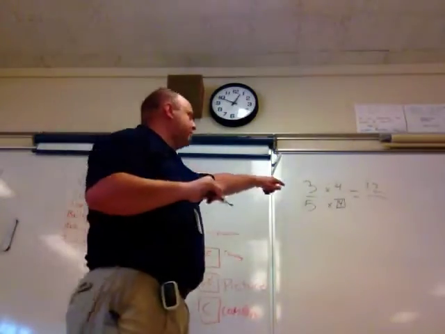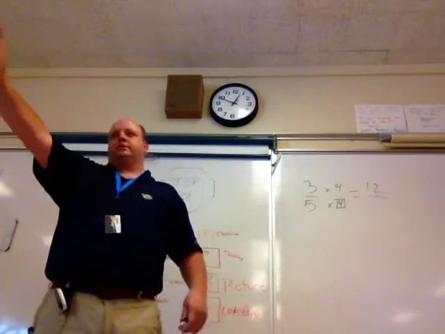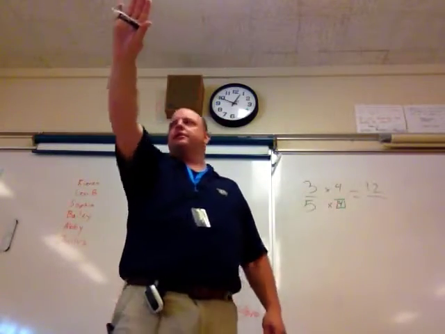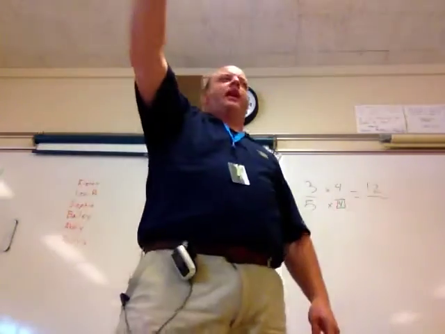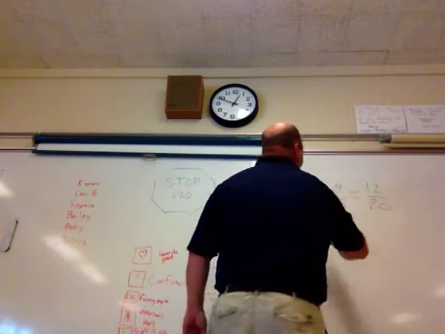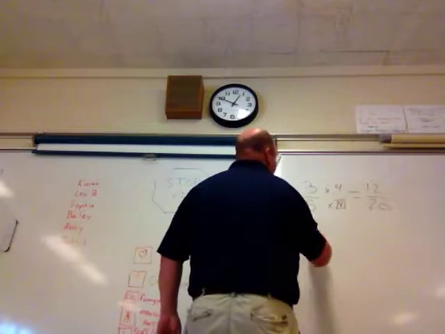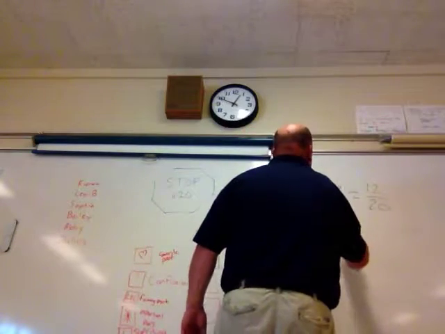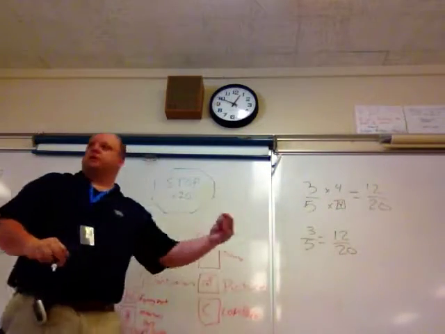Great job. 5 times 4 is? 20. Talk to the hand. 5 times 4 is? 20. Awesome job. So we can say that 3/5 is equal to 12/20ths using multiplication.